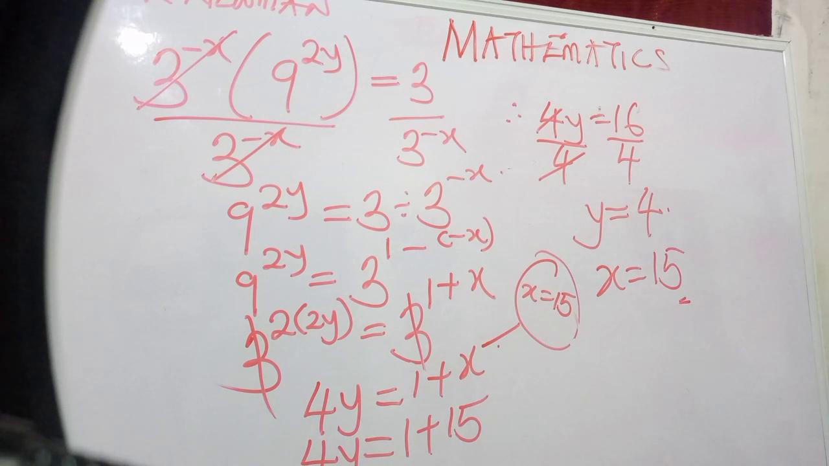To test for validity, you can substitute the value of y as 4 into equation 2 and substitute the value of x as 15. You evaluate, you should get 3 as the answer. And also from equation 1, you can substitute the value of x as 15 and you evaluate, you should get 2 as the answer. That is how to test for the validity of the solution.